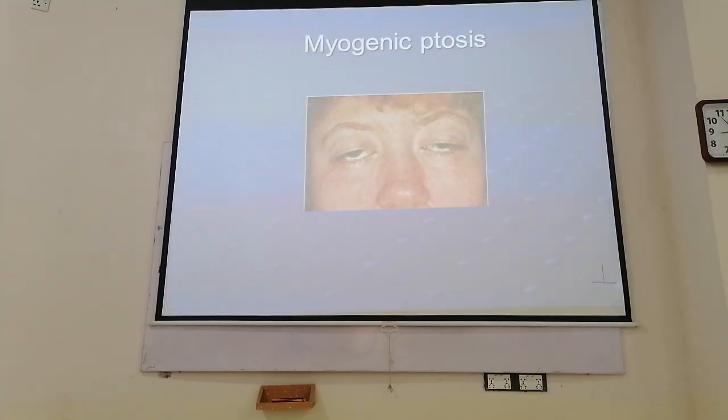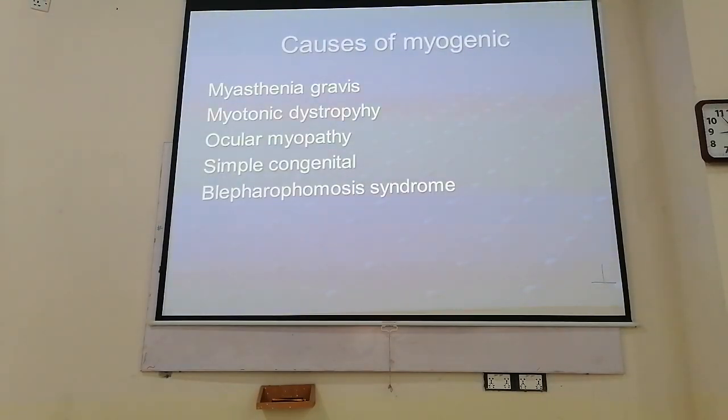Myogenic ptosis, as you can see, both the eyes are ptotic and it is congenital. Congenitally the levator palpebrae superioris muscle is not developed embryologically in a correct manner because of some developmental anomaly, and the nerve is okay, but the muscle is dysfunctional. So it is dysmyogenic ptosis. Causes of myogenic ptosis, that is related to muscle, are of acquired ptosis. That was congenital. This is acquired. Most common is myasthenia gravis, not unknown to you, a very common disease. Myotonic dystrophy, ocular myopathy, simple congenital ptosis, and blepharophimosis syndrome.